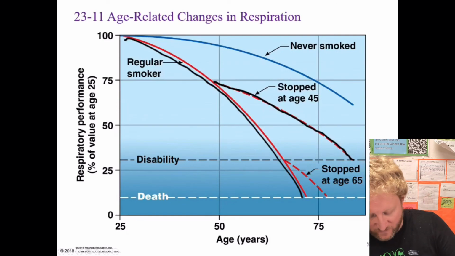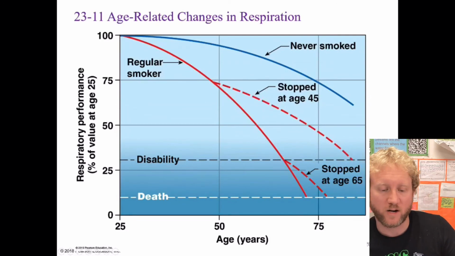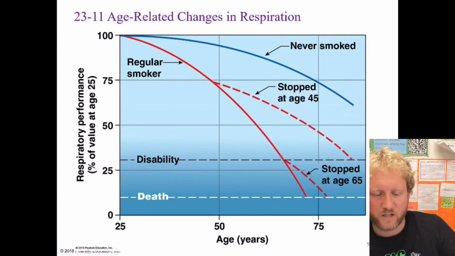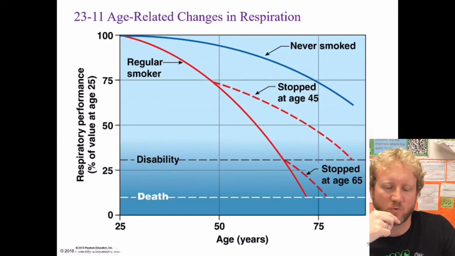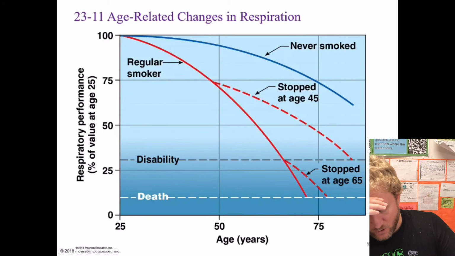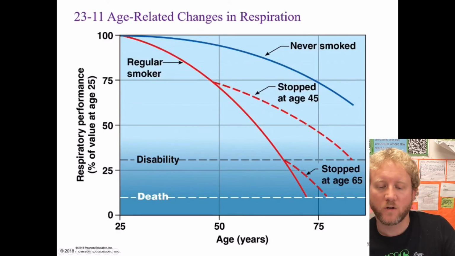Now, there is a certain level. If you're just above 25% lung performance compared to what you were at age 25, that's considered disability, and you pretty commonly have to have oxygen supplementation at that point. If you continue smoking, if you are less than 10% or so of respiratory performance compared to what you were at age 25, that is death, basically. And as you can also tell, your quality of life and your life expectancy also decrease.